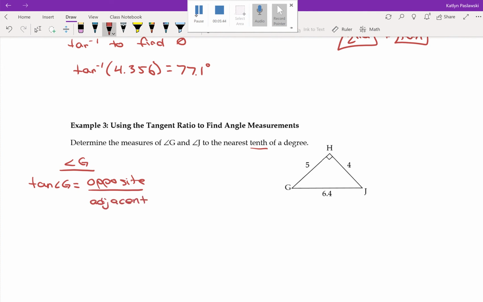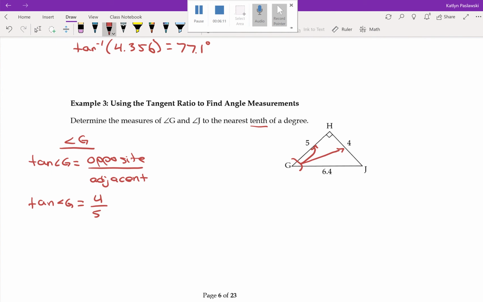So I'm going to look at my triangle. Here's G. Opposite is 4. Adjacent is 6.4. Oh, sorry, not 6.4. That's the hypotenuse. The hypotenuse is always found directly across from the right angle. 5 would be our adjacent. So tan of angle G is equal to 4 over 5.